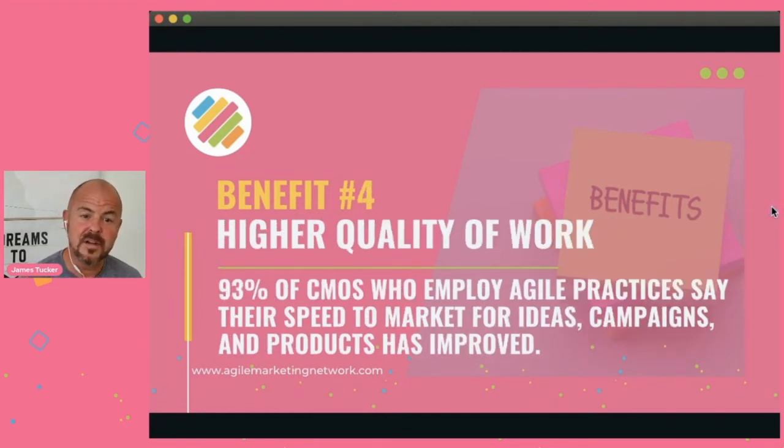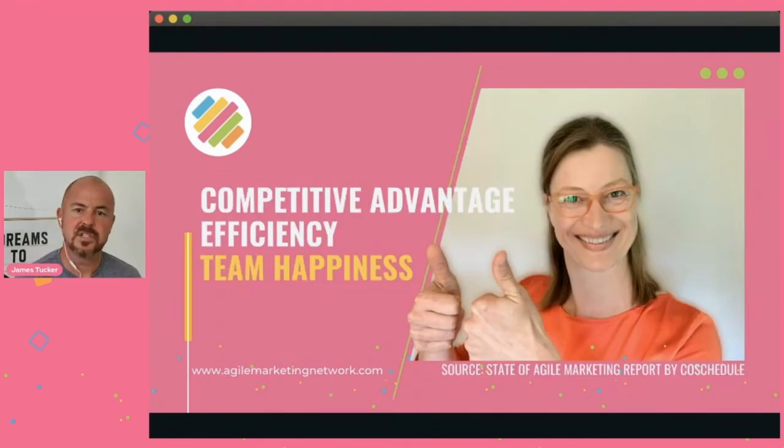Benefit number 4, higher quality of work. This for me is an absolute plus in terms of our own agency. Our agency really strives on high quality production. Without Agile, I really do believe we would struggle to deliver this point. But 93% of CMOs who employ Agile practices say their speed to market for ideas, campaigns, and products has really improved drastically. So all those benefits increase competitive advantage, efficiency, and team happiness.